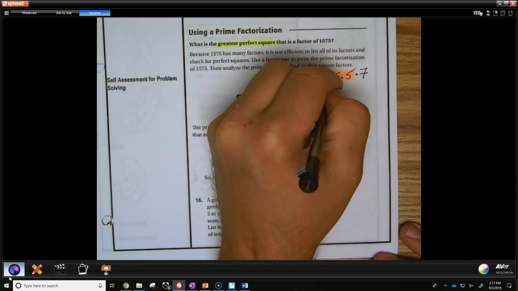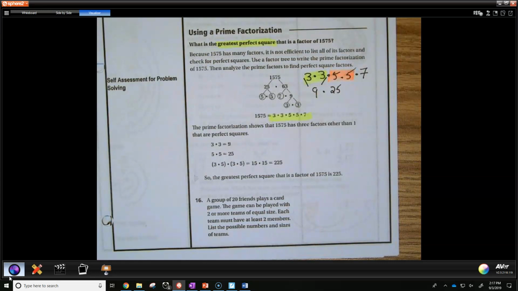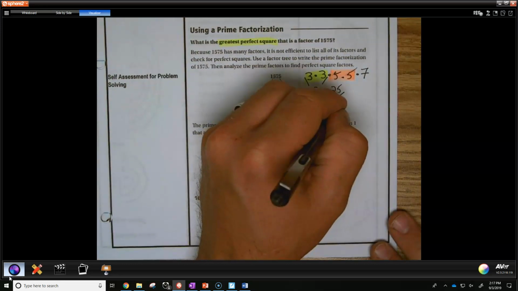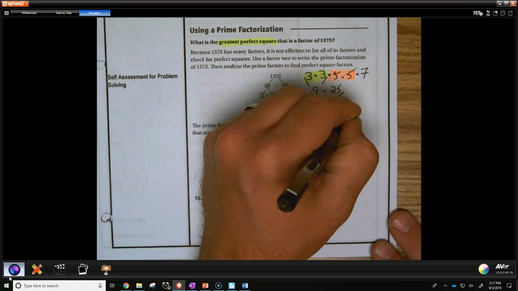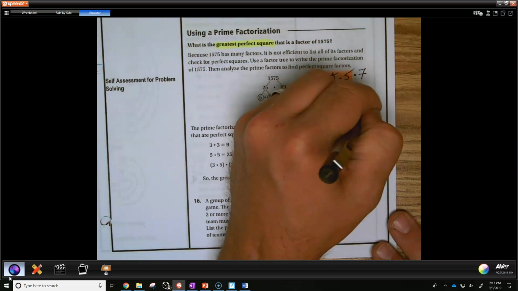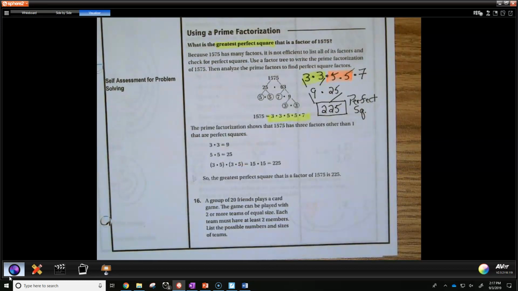25. Now, I do not pay attention to the 7. The reason is there was only 1 7. It didn't have a pair. So 3 and 3 gives me 9. That's a perfect square. 5 and 5 gave me 25. That's a perfect square. I then take my perfect squares times each other. 9 times 25 gives me the number 225. This is my perfect square. This is my largest perfect square.